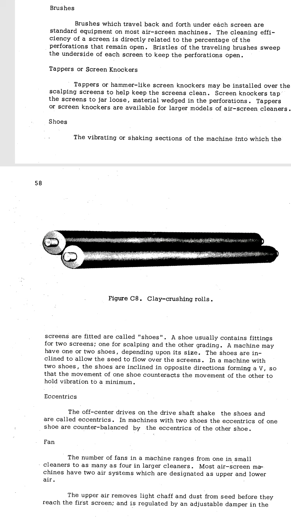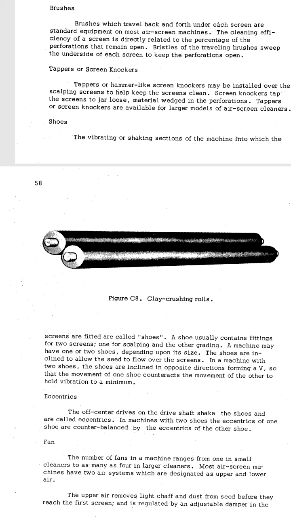Okay, next part is shoes. It is the vibrating or shaking part of the machine into which the screens are fitted, called shoes. A shoe usually contains fittings for two screens, one for scalping and another for grading. A machine may have one or two shoes depending upon its size. The shoes are inclined to allow the seed to flow over the screens. In a machine with two shoes, the shoes are inclined in opposite directions forming a V shape, so that the movement of one shoe counteracts the movement of the other to hold vibrations to a minimum.